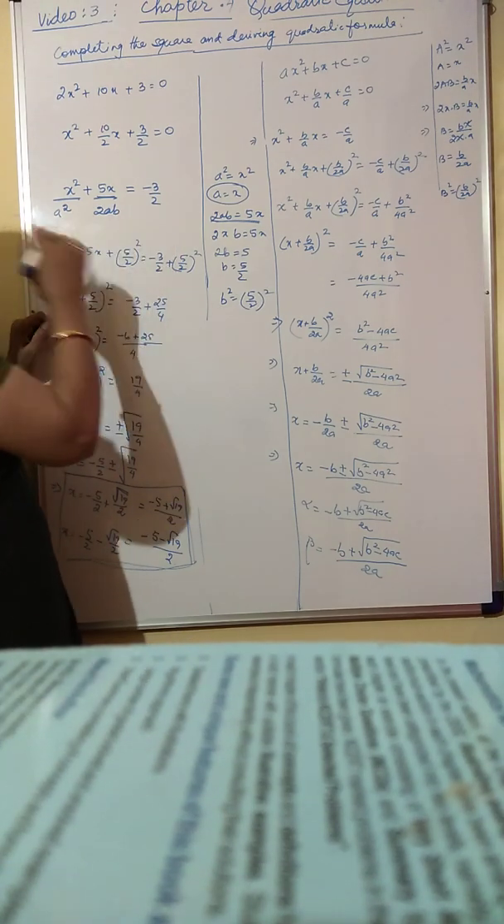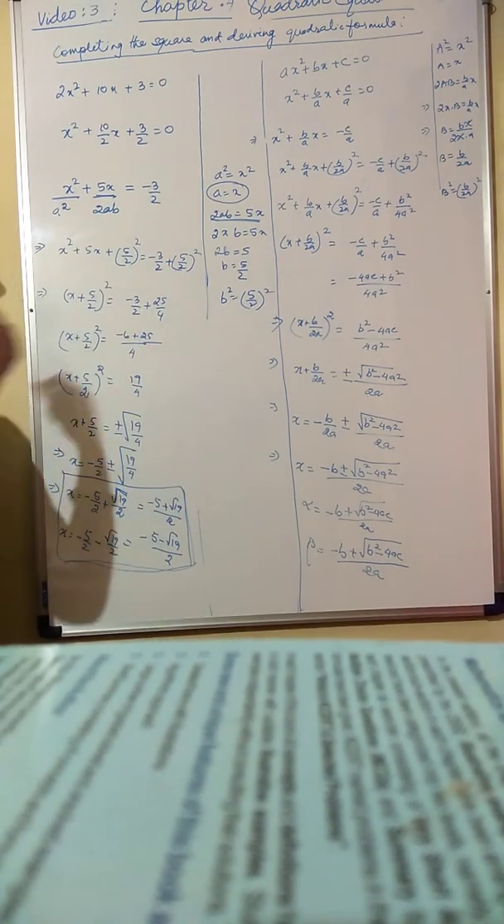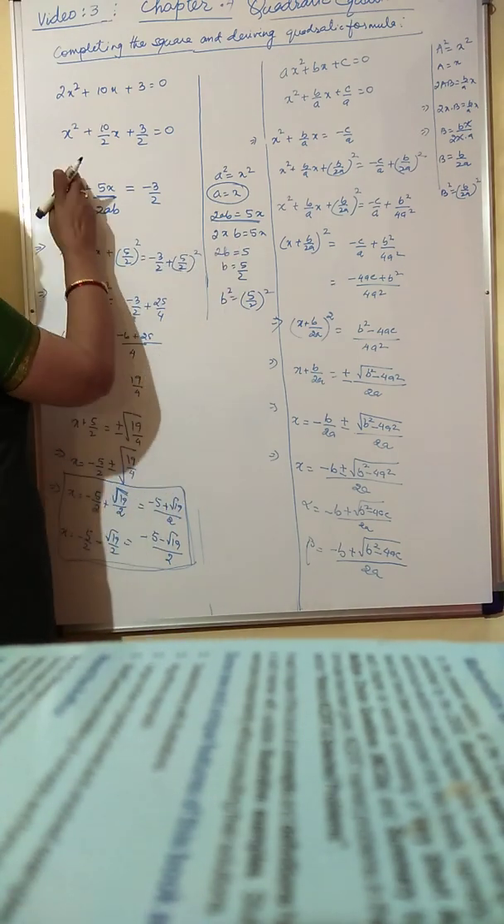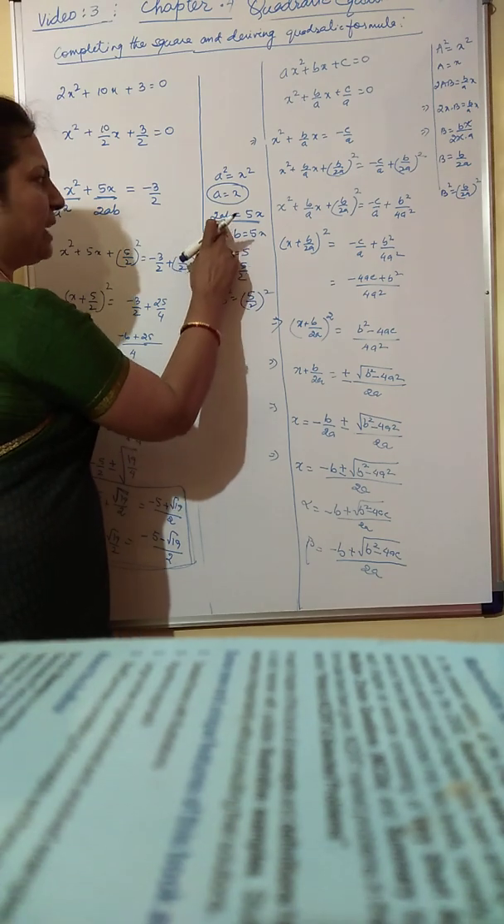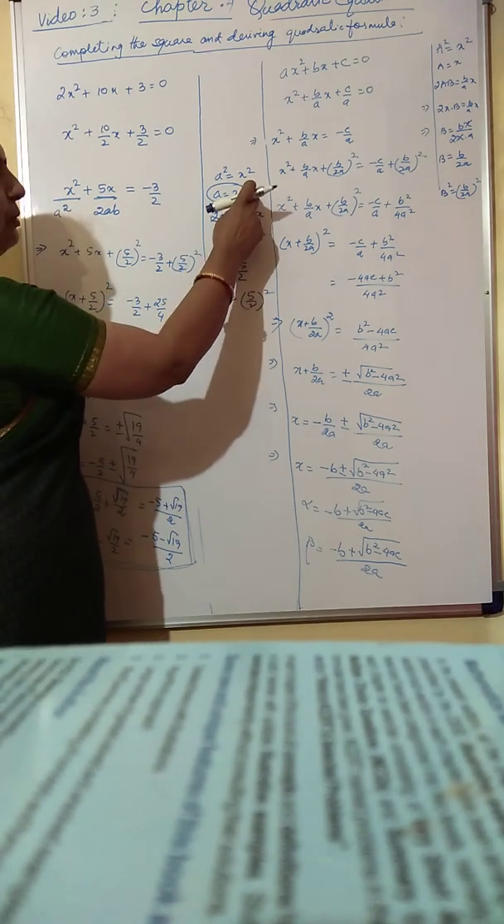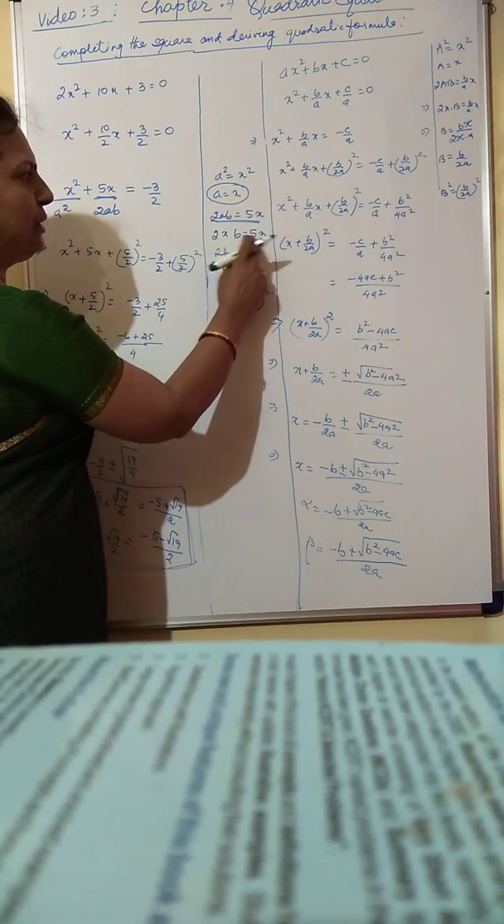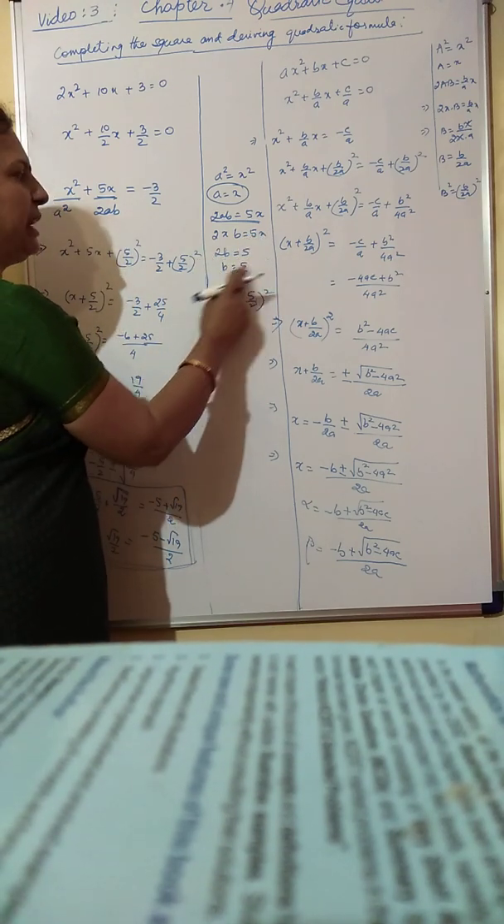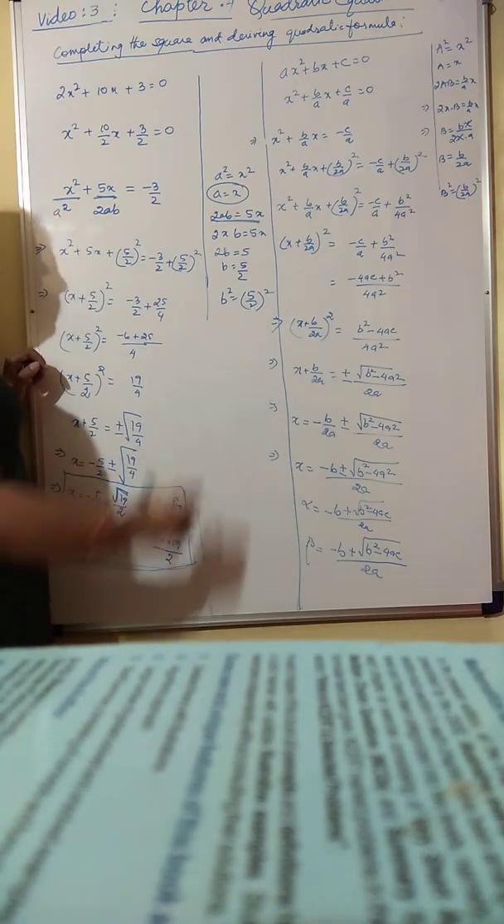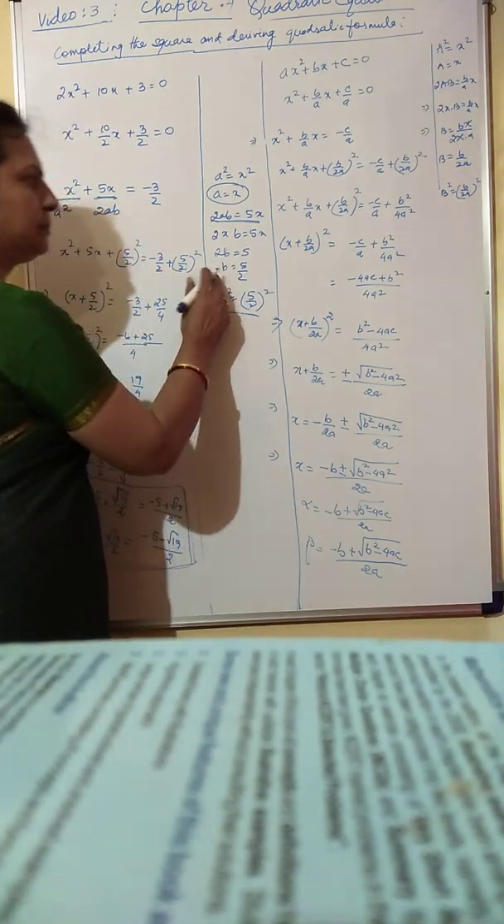Now to find the value of b, what do we do? We know a is equal to x and 2ab is 5x. So in place of a, substitute x, because you get it from here. So 2x into b equal to 5x. So 2b is equal to 5, b is equal to 5 by 2. Now I have got the value of b.